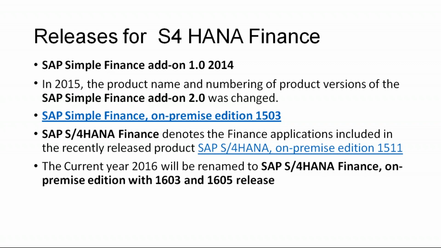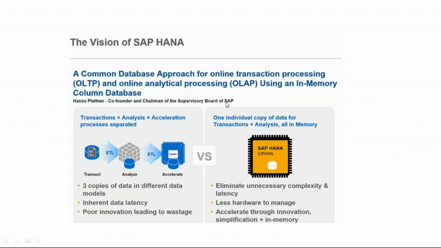Okay, so this is the releases of S4HANA Finance, like add-on 1.0, that whatever we have discussed. You can see, which I was telling earlier, when you are using Oracle database, you have to migrate the data, you have to do the extraction of data from your ERP database, that is OLTP database, to OLAP database. Now with SAP HANA, you will have one database where both of the applications will be connected, so it will do the online reporting.